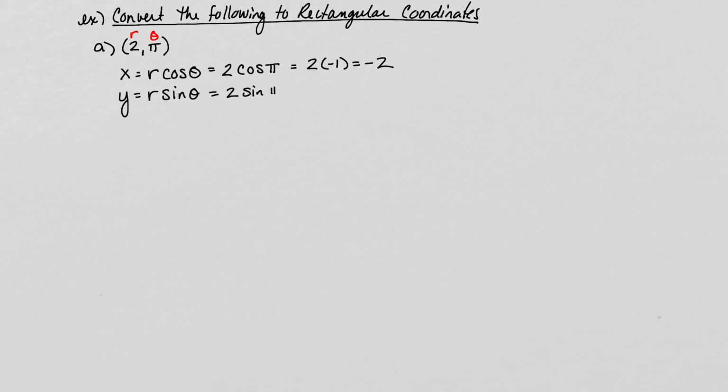Remember, this is my r and this is my theta, and I'm trying to get to x and y. Going from polar to rectangular or Cartesian coordinates is the easy way. We just said x is equal to r cosine theta, and y is equal to r sine theta. So x is going to be equal to 2 cosine of pi, or 2 times -1, or -2. And y is going to be equal to 2 sine of pi, or 2 times 0, which is 0. So my rectangular coordinate here would be (-2, 0).